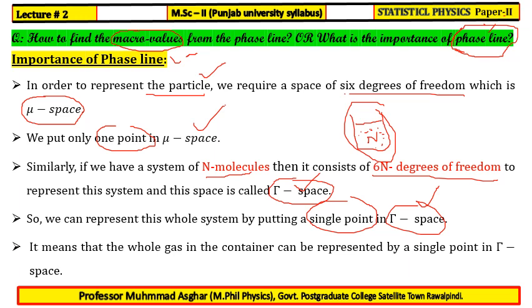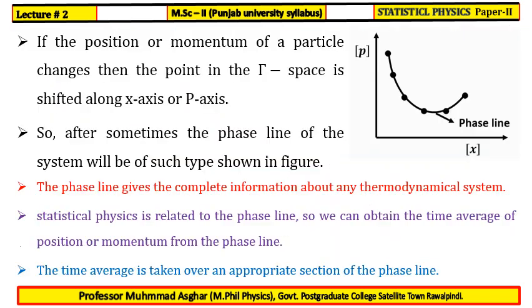It means that the whole of the gas in the container can be represented by a single point in this gamma space. Now for this gamma space, because momentum and position coordinates both are time dependent, it will give us the variable phase line, which is shown in the figure.